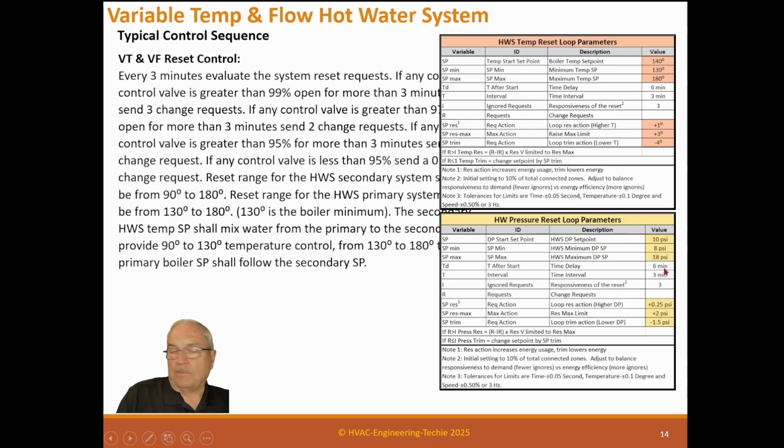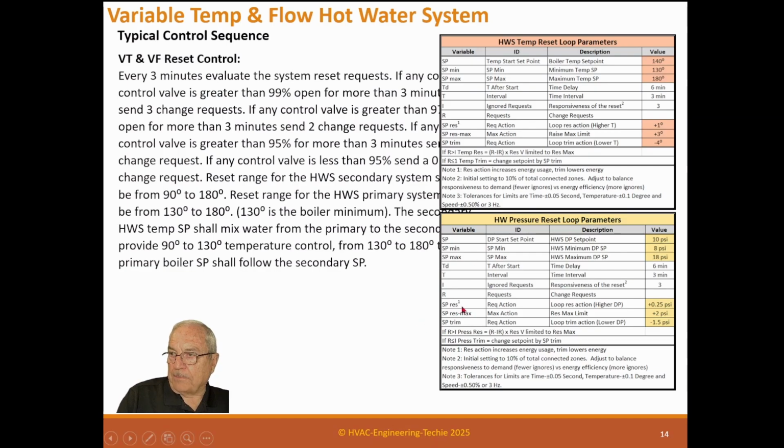Delay time is 6 minutes, that's the start time. Internal time interval is 3 minutes. The ignored requests are 3, and again, we're using the 10%. We have 30 coils, so we're going to say 3 is the number. And of course, these are all changeable by you, so you can change them to customize where you want the priority to be in your system.